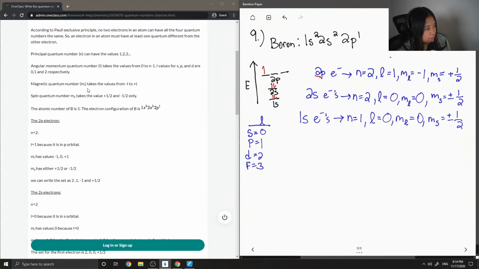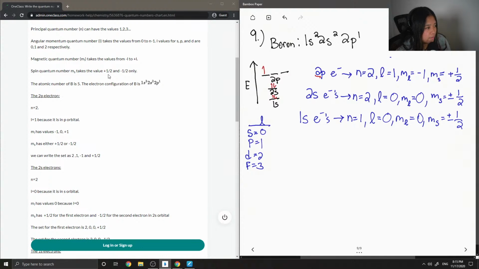Magnetic quantum number ml takes the values from -l to +l. So that depends on your l value. So if you had an l value of 2, then the range would be different. It would be -2 to +2. But in the case of this example, it's only -1 to +1, since our l value is only 1. The spin quantum number ms takes the value +½ or -½ only.